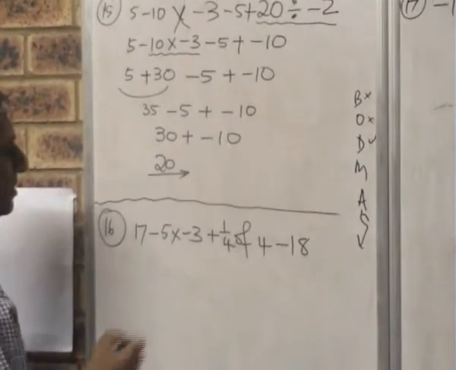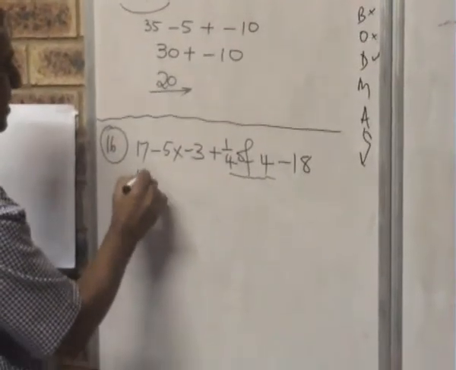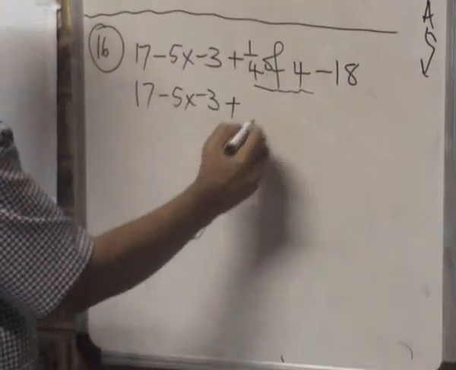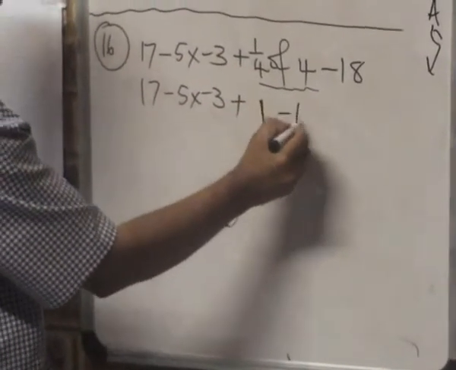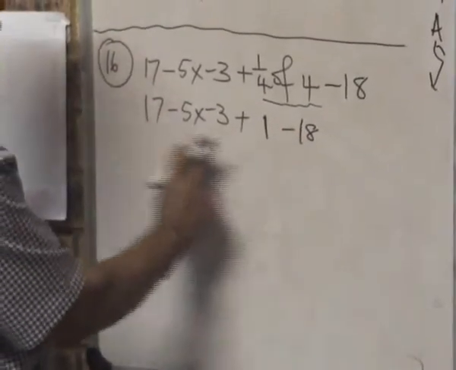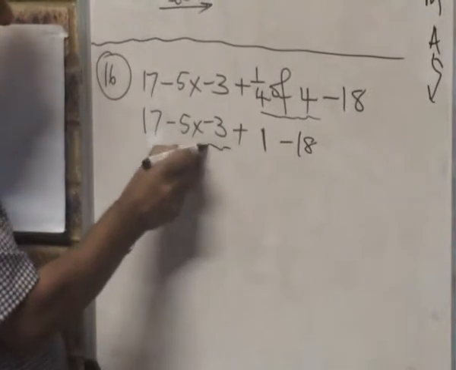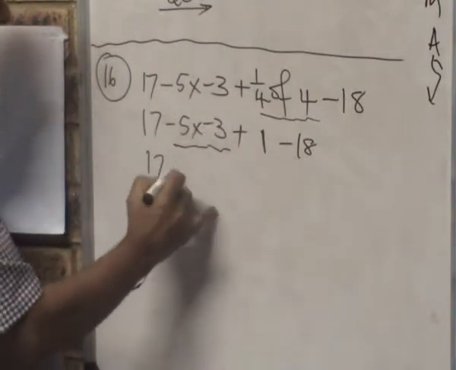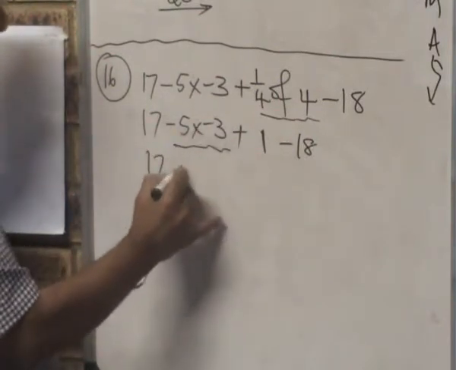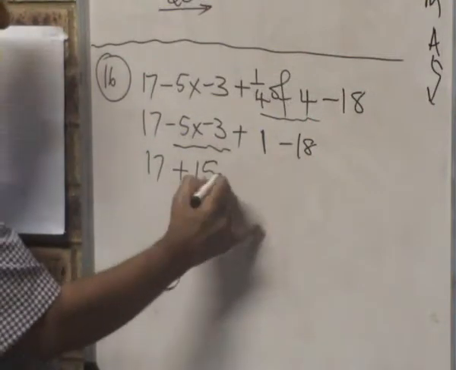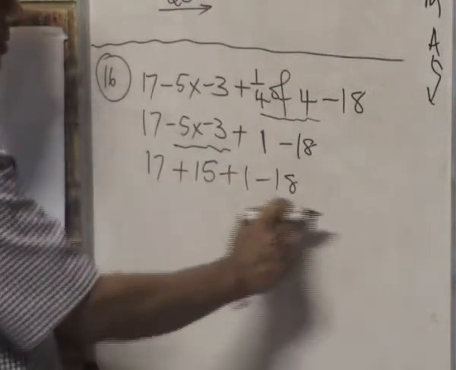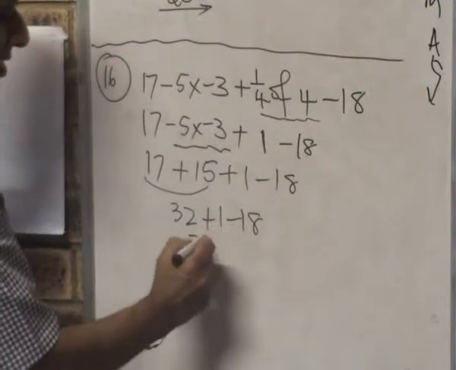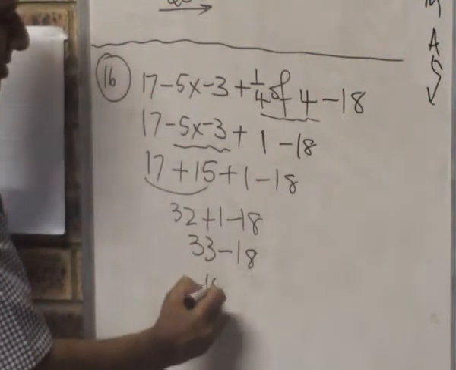Once again, applying BODMAS, we find an of over here, so we have to do that first. 17 minus 5 times minus 3 plus quarter of 4. Quarter of 4 we know is 1. Minus 18. Then we look at the example again, apply the rule of BODMAS again, and you can see there's a multiplication. So you've got 17 minus 5 times minus 3. Remember your integer rules. Minus times minus gives you plus. So 5 threes, 15. Plus 1, minus 18. Work left to right. 17 and 15 will give you 32, plus 1, minus 18. That's 33 minus 18, which is 15.